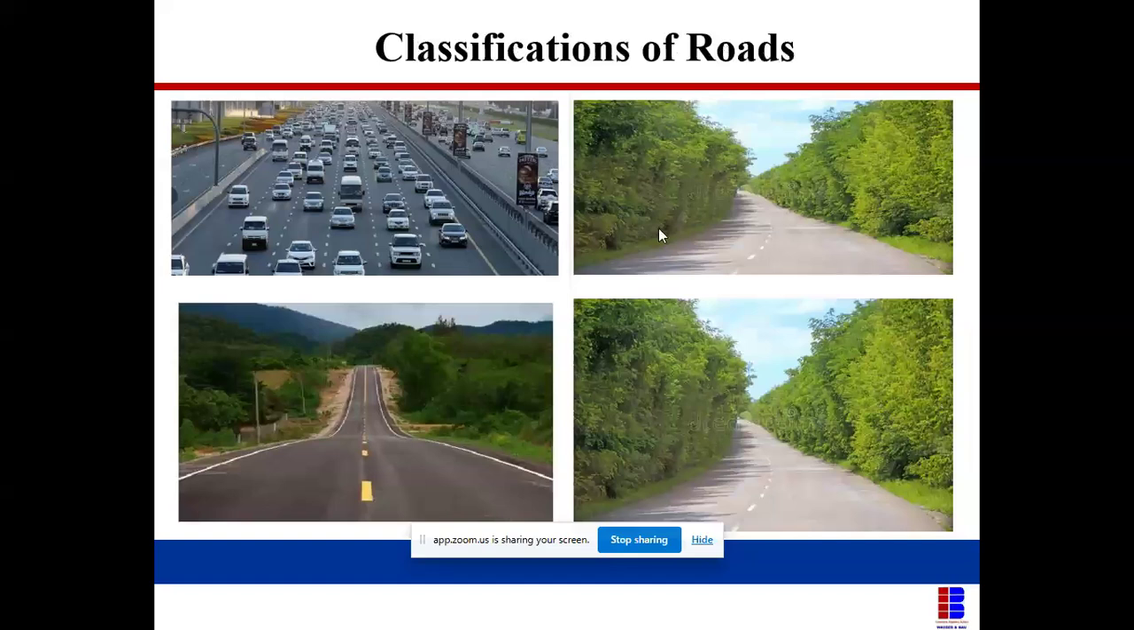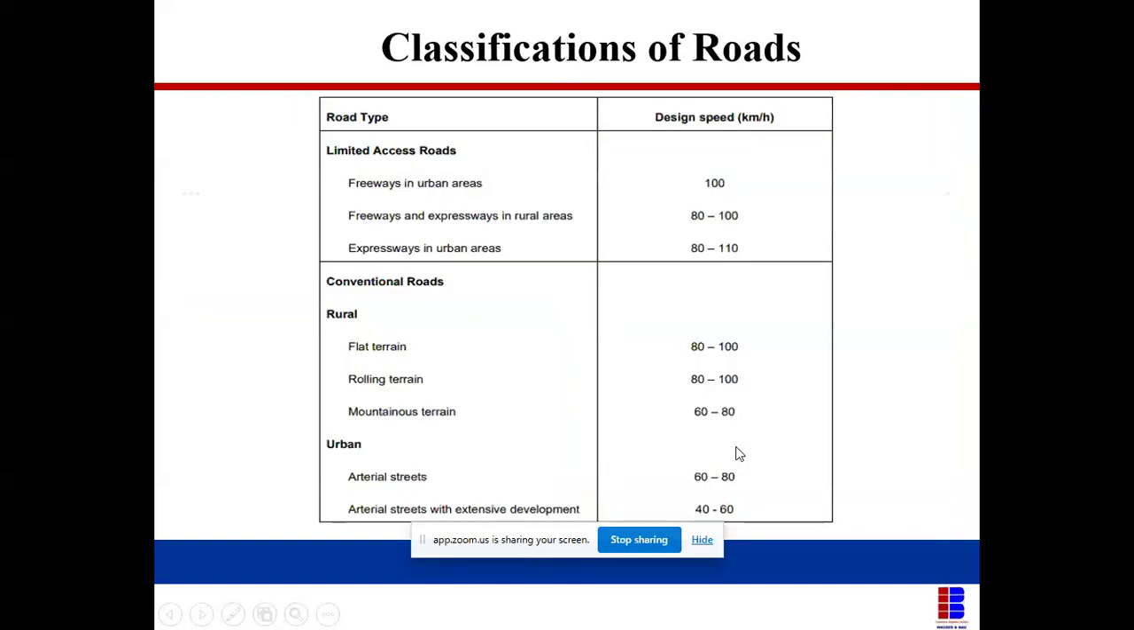So these are just pictures showing our roadways. This one is a class A road. This one is a rural road. This one as well, and this one is a rural road. You can see road types now.